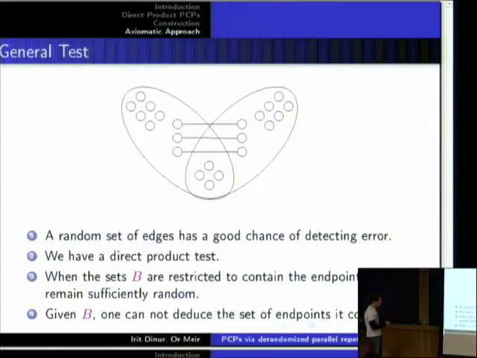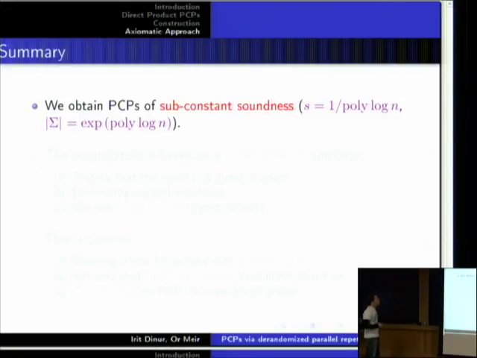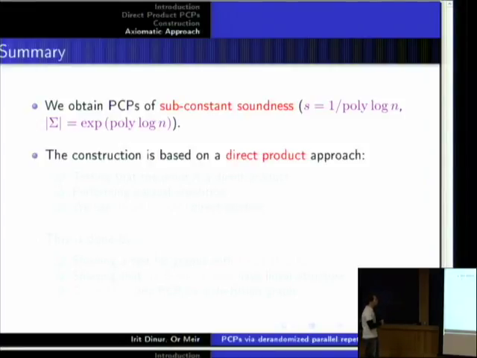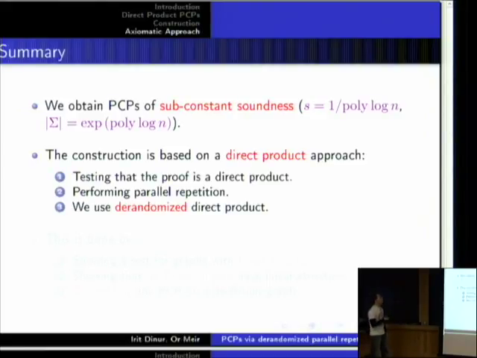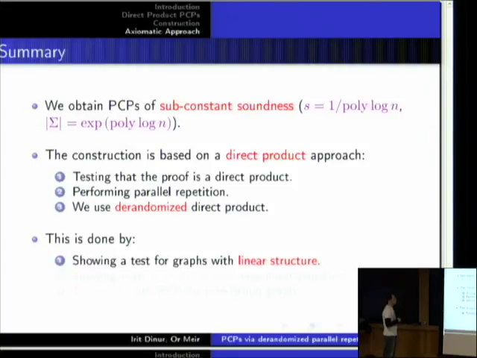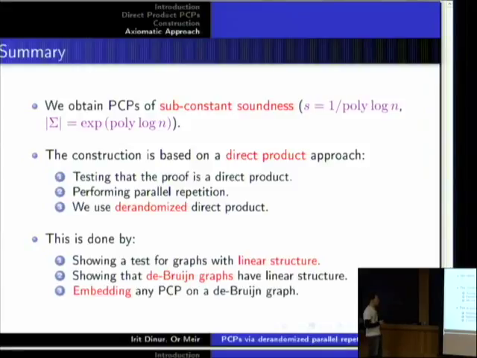Now for a summary of the talk. We construct the folklore result of sub-constant error, 1 over polylog n, and alphabet size exponential in polylog n. We use a direct product approach, which goes by testing that the proof is a direct product and then performing parallel repetition. And we can actually derandomize this with a derandomized direct product. This is done by showing that the test can be performed for graphs that have linear structure, and showing that de Bruijn graphs have linear structure, and that every constraint graph can be embedded on a de Bruijn graph.